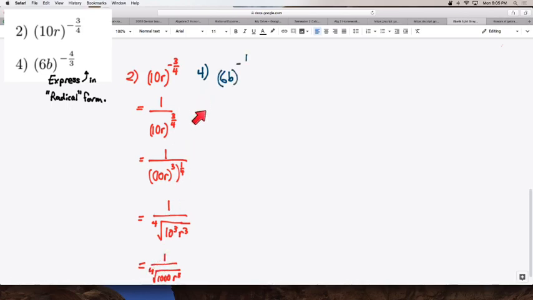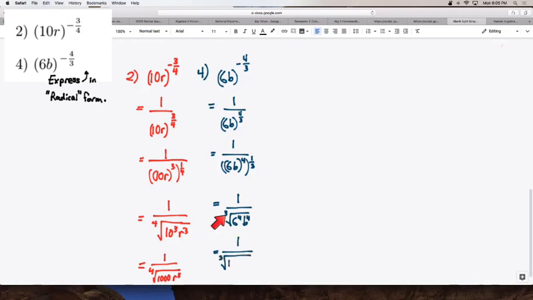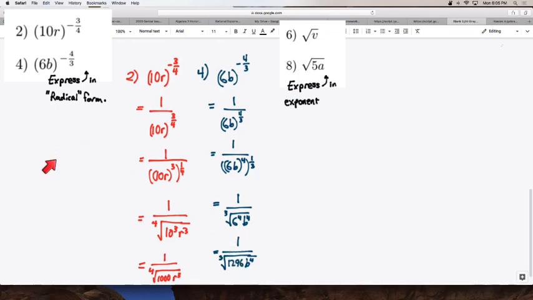Using a similar skill set, 6b to the negative 4/3 is 1 over 6b to the positive 4/3, which is 1 over 6b to the fourth power to the 1/3 power, which 1/3 translates to cube root, and then we do another power of a product, and we simplify. I'm going to show you how to check in just a moment, but the reverse of that skill is you could be given an expression in radical form, and we want to be able to express it in exponential form.